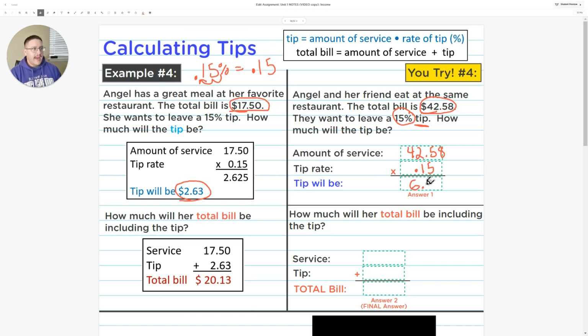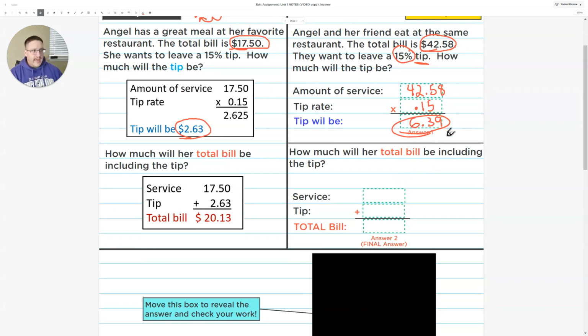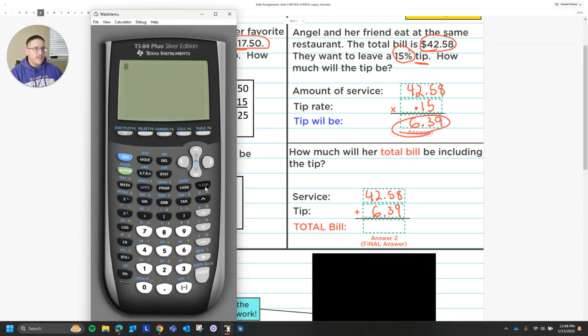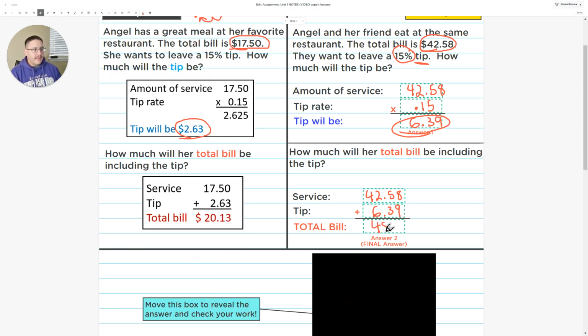$6.39 if we round to two decimal places. Now, take the tip, and using that number, we're going to answer the next question. How much will her total bill be, including the tip? So the service was $42.58. The tip was $6.39. Her total bill, including the tip, what she ends up paying for everything, 42.58 plus 6.39 is $48.97.